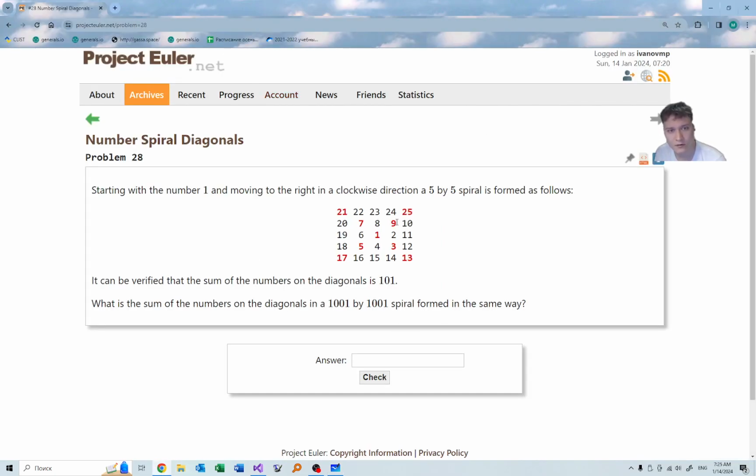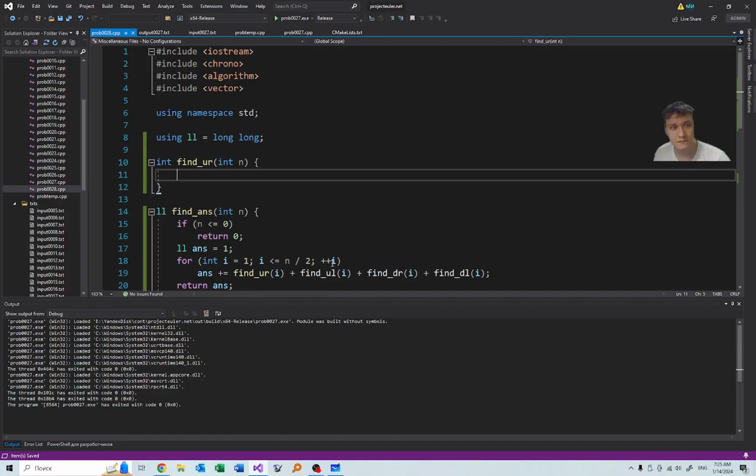this one, going here. So it's easy to see that these are just squares, and it's odd squares. So we need to find ith odd square starting with 9. It's easy to see that it is simply 2i plus 1 squared. So return 2 times n plus 1 times 2 times n plus 1.